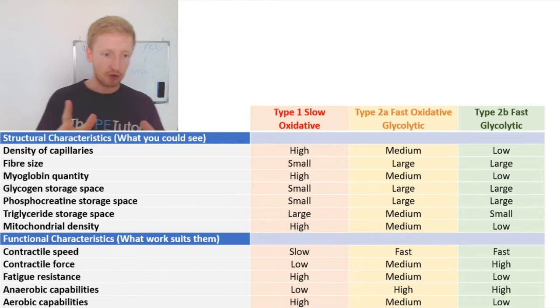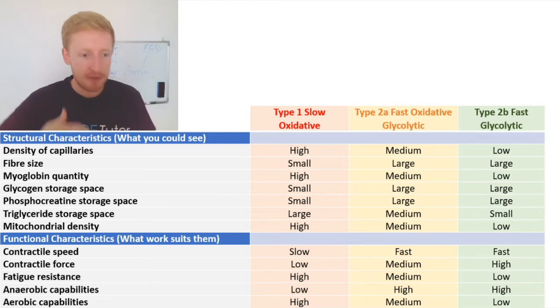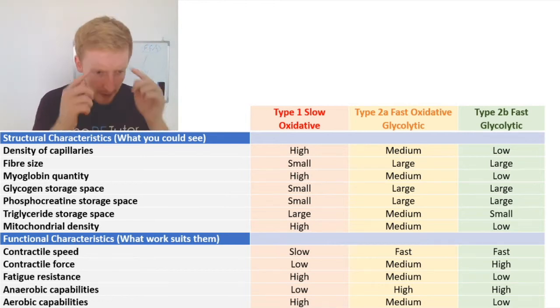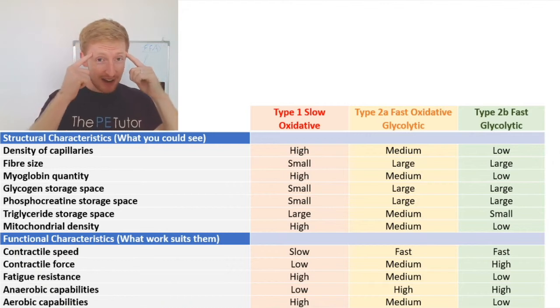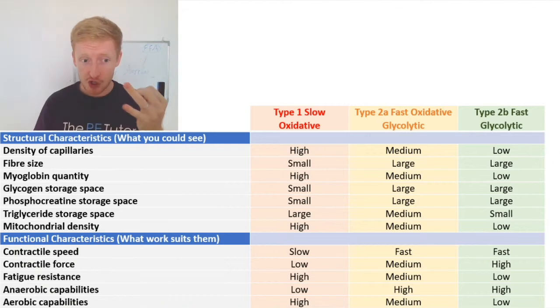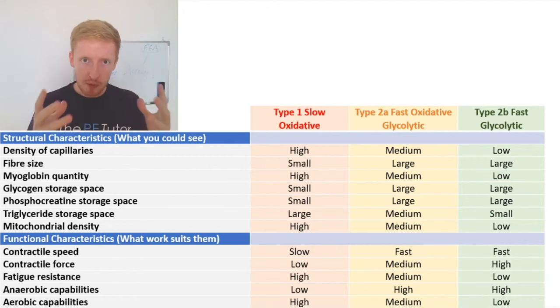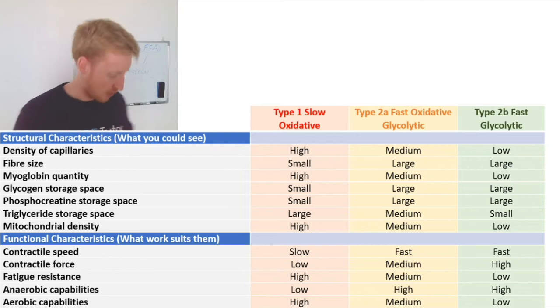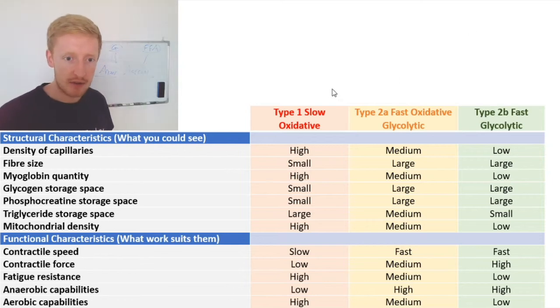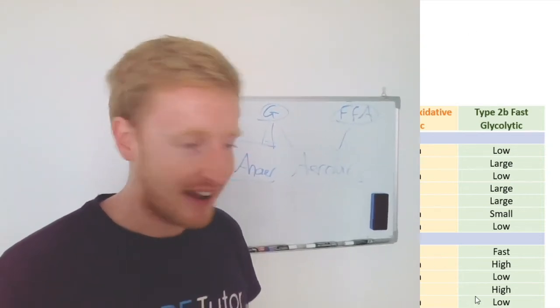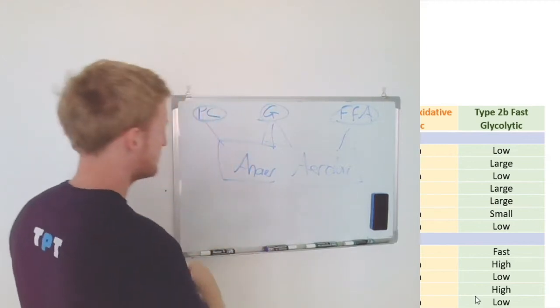So, we know that we've got storage spaces, we've got things like capillaries, fibre size, mitochondrial density there. Mitochondria, we should be thinking back to the Krebs cycle, the electron transport chain. That was the site, the place in which aerobic respiration takes place. So we can almost add that. In fact, go back to the whiteboard. We could add the mitochondria into the mix over here.